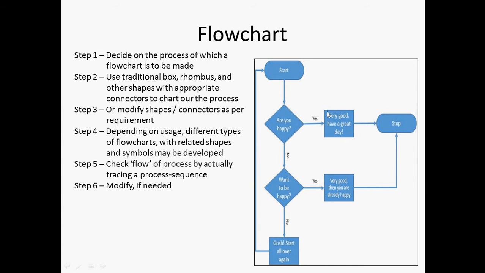So this is basically a simple process, nothing technical, but I can make it into a diagram. This is what is a flowchart. These are the technical things where we use traditional boxes, rhombuses and other shapes with appropriate connectors to chart out our process. Depending on users, different types of flowcharts with related shapes and symbols may be developed. Whenever required, you can modify. And then we actually have to check whether it is okay or not.